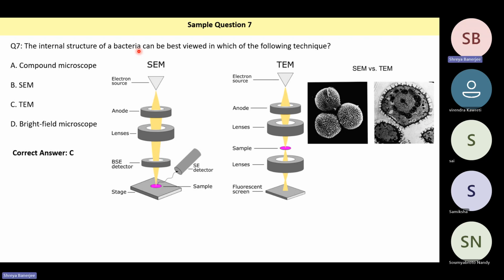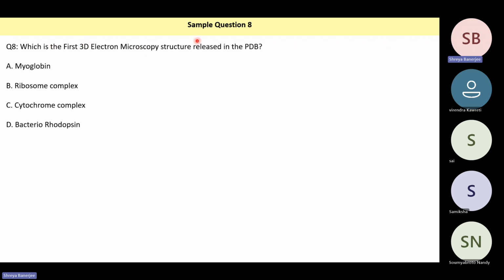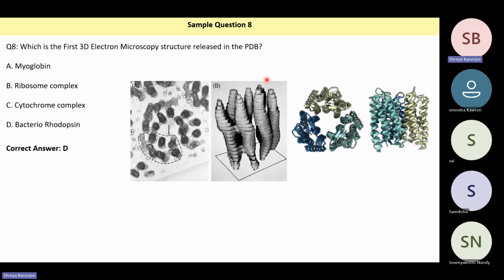Okay, I'll go to the next question, which is asking, which is the first 3D electron microscopy structure released in the PDB? So this is also like an information question. It is actually bacteriorhodopsin. So this is something you just have to remember. Like the first protein structure determined was myoglobin, which was determined by X-ray crystallography. The first electron microscopy structure determined was bacteriorhodopsin. So you just remember this as information.